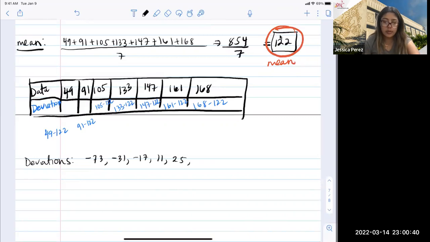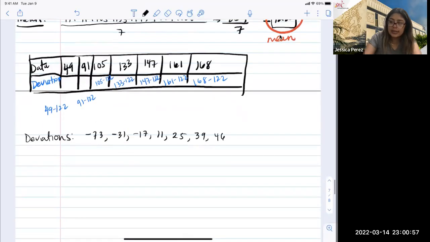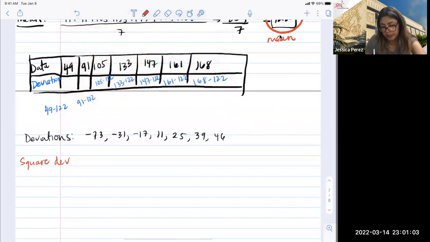And then of course 161, 161 minus 122 is 39. So you're going to do this. This is going to take you a long time. So be careful here with your numbers. 168 minus 122, it's 46. Now you have to take these and square them and add them. So you're going to square your deviations and add them.